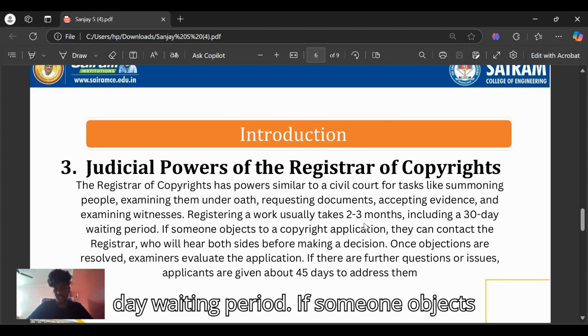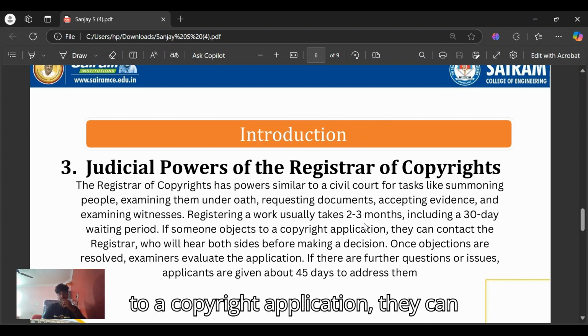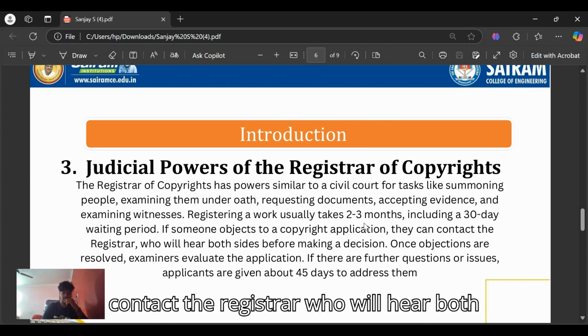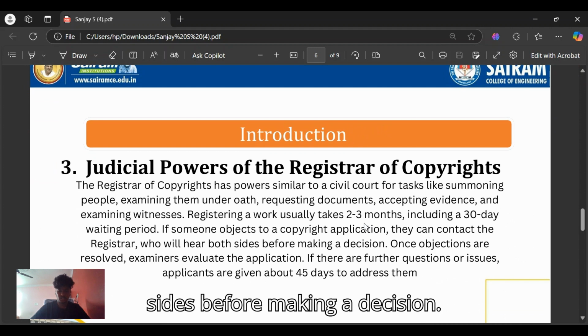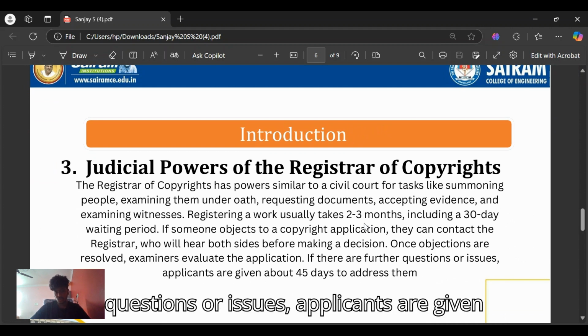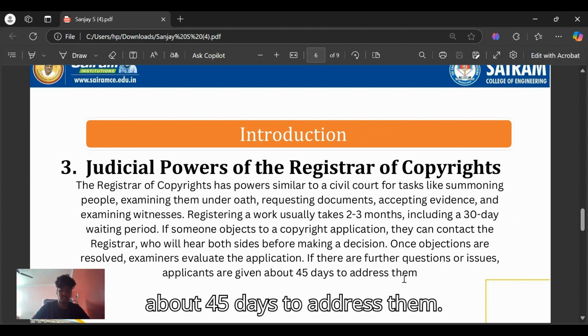If someone objects to a copyright application, they can contact the Registrar, who will hear both sides before making a decision. Once objections are resolved, examiners evaluate the application. If there are further questions or issues, applicants are given about 45 days to address them.